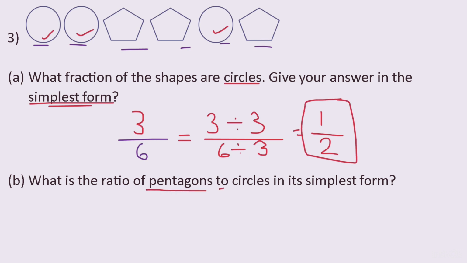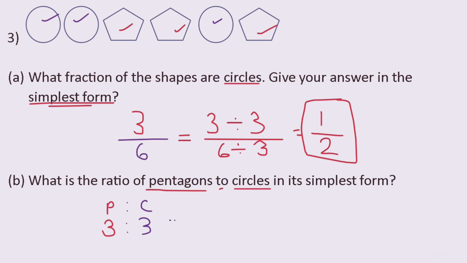What is the ratio of pentagons to circles in its simplest form? Just count the number of pentagons, it's 3. I'm just going to label pentagons as P. And then there are 3 circles. P is to C, C is circle, so 3 is to 3. Simplifying them will give us 1 is to 1. Pretty easy and simple. There you go.